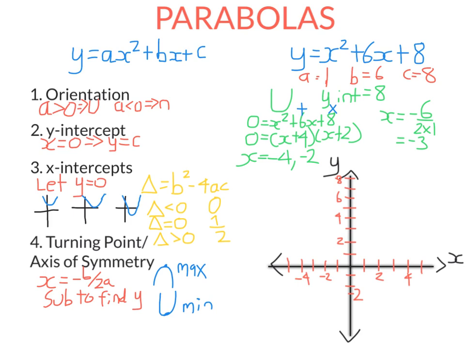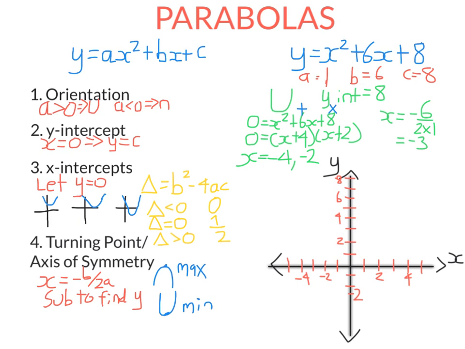So a trick to let you know if you're on the right track: if you have two x-intercepts, then the axis of symmetry is halfway between them. The turning point is halfway between the two x-intercepts. If you have only one x-intercept, the turning point is that x-intercept. So we found the x-coordinate of the turning point.